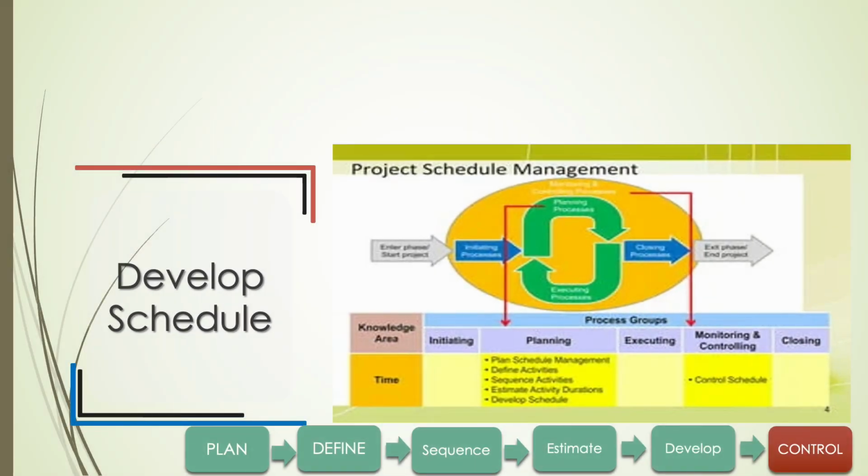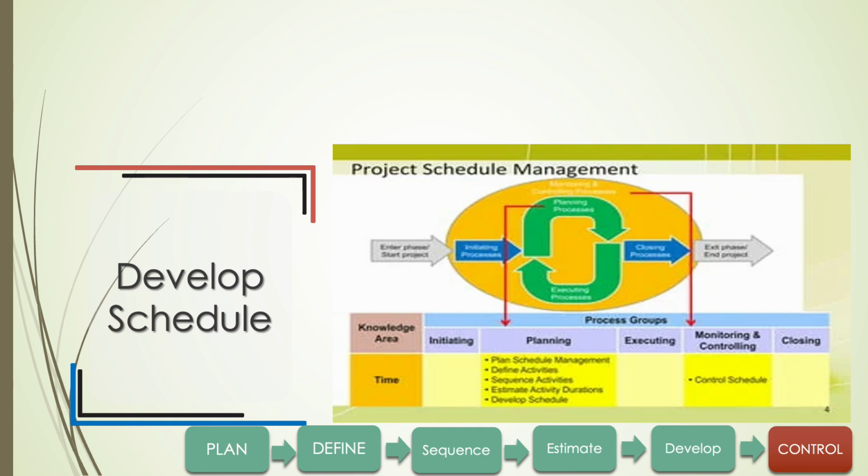Project schedule management ensures that a project is completed on time by systematically managing activities throughout the project life cycle. It begins in the initiating phase, followed by planning processes like defining and sequencing activities, estimating durations, and developing the schedule. During execution, the plan is carried out, while monitoring and controlling processes ensure that the schedule remains on track through continuous oversight and necessary adjustments.